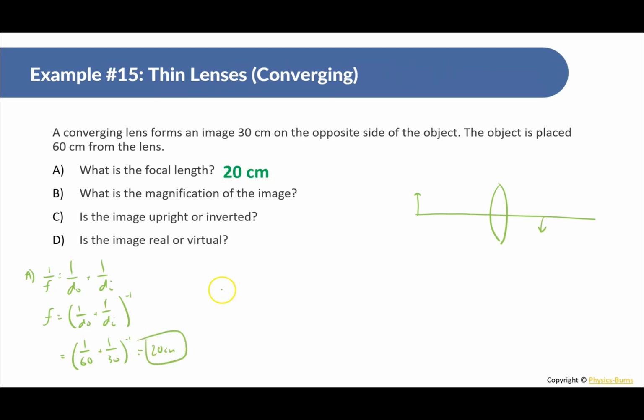Great. Part B: what is the magnification of the image? Magnification is equal to negative distance of image divided by distance of object. So this will be negative 30 divided by 60, which is negative 0.5. That tells us this is upside down, like I initially drew it, so that's confirmed. And is the image real or virtual? It's on the other side, so it is a real image. All right, hope that made sense.